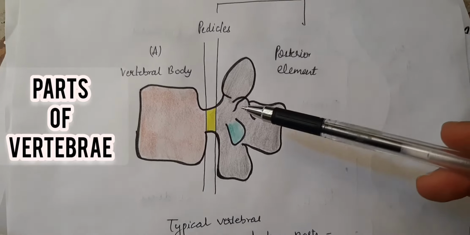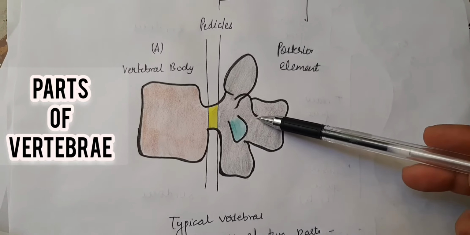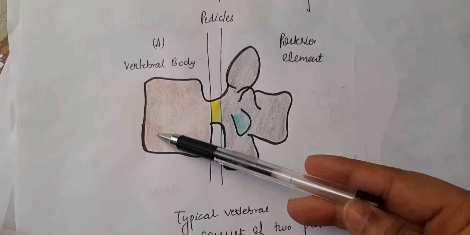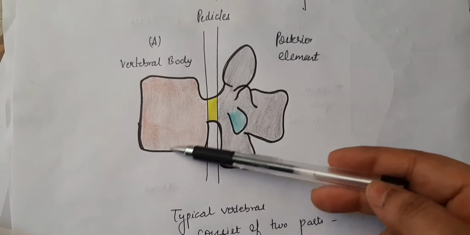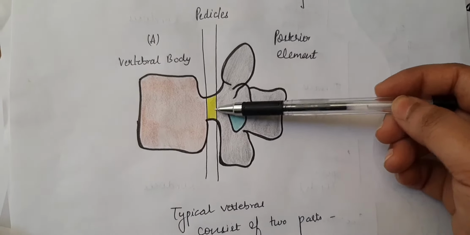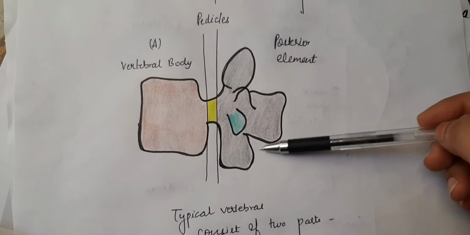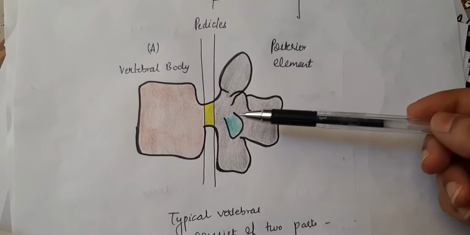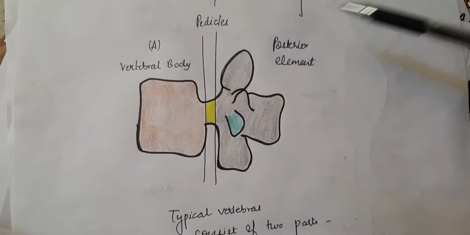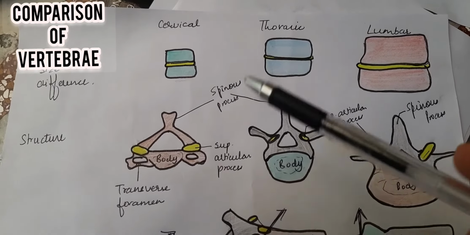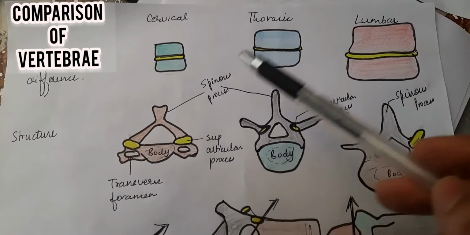A typical vertebra consists of 2 major parts, anterior and posterior. The anterior part is a cylindrical vertebral body, and the posterior part is the pedicle and all the irregular posterior elements. So the anterior part and the posterior part. Now we'll look at the parts of the vertebra and compare all of them.